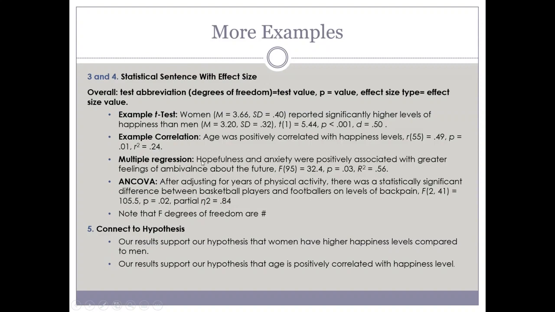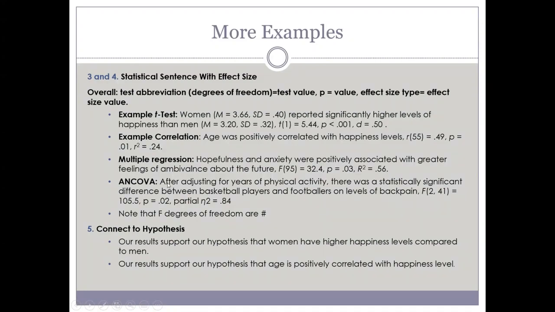Next, for our regression, we see that this example reads, hopefulness and anxiety were positively associated with greater feelings of ambivalence about the future, comma. And so for regressions, these are represented with the test abbreviation capital F. And then we have our degrees of freedom in parentheses equal to our test statistic, comma, our p-value, and comma, our capital R squared.